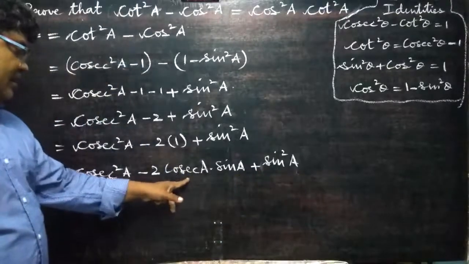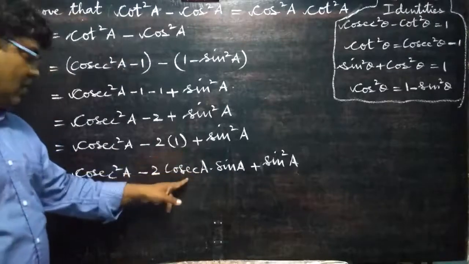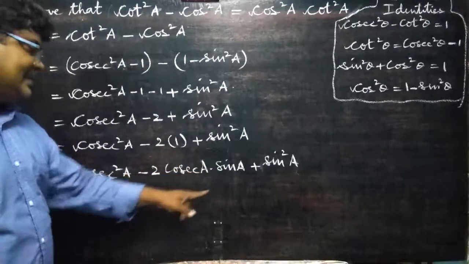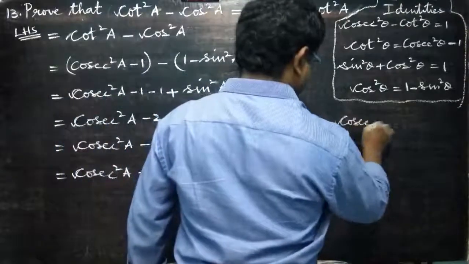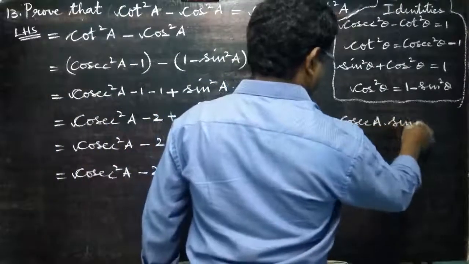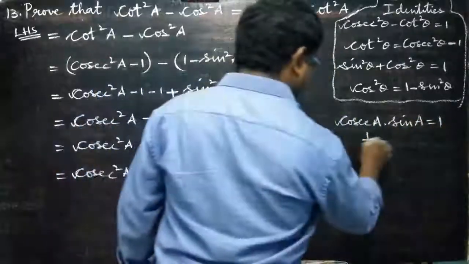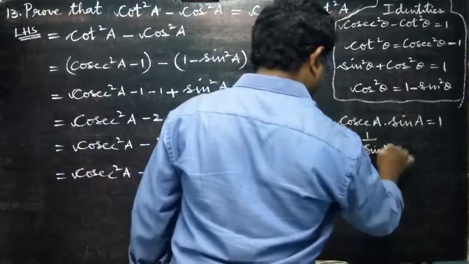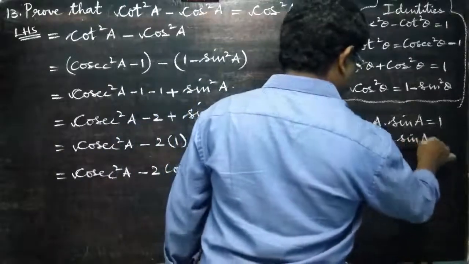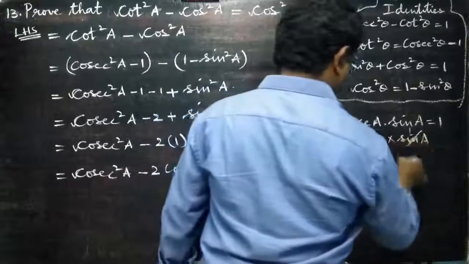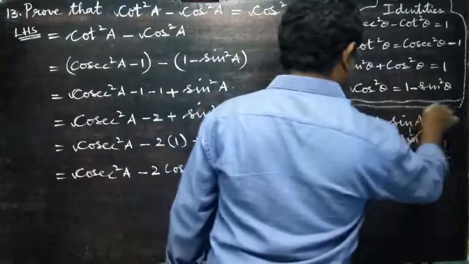Before, I told you the formula: cosecant A into sin A is 1. Are you able to follow? How? 1 by sin, the sin gets cancelled. That I explained to you. Cosecant A into sin A, this is not an identity, it is a product. In the place of cosecant, write 1 by sin, into sin A. Sin A gets cancelled, and one time it goes, 1 ones are 1. This I replace there.